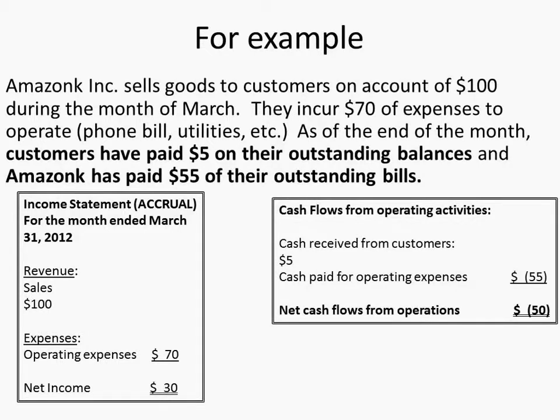In the cash flows from operating activities, you have cash received from customers of $5, and you have cash paid for operating expenses of $55, showing net cash flows from operations of negative $50. So this is an accrual basis income statement. This is the corresponding statement of cash flows in the operating section.